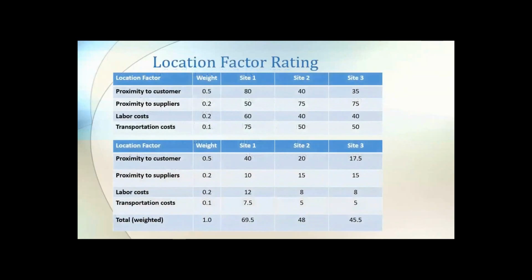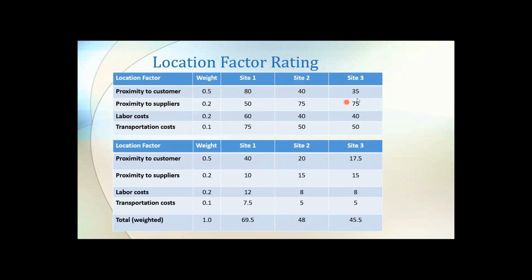So here's an example of a very basic load factor rating, and I chose four items: proximity to customer, proximity to supplier, labor costs, and transportation costs. I've seen these have as many as 10 or 15 criteria. It just depends. When I've done this with management, I usually ask for no more than 6 or 7, because after that, you start to get some really weird weights. And this is basically from 1 to 100.